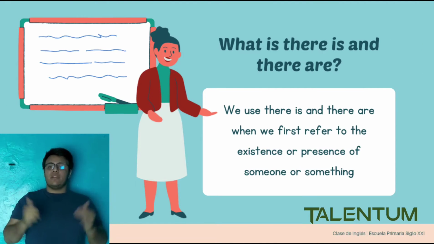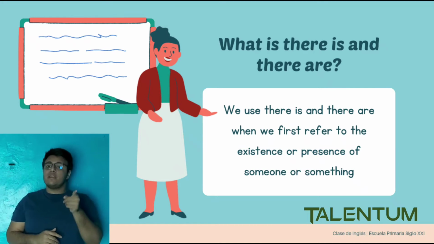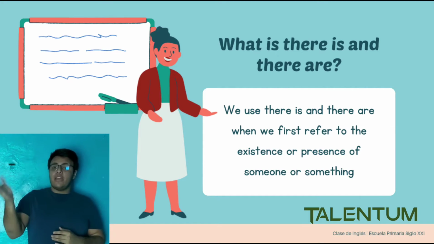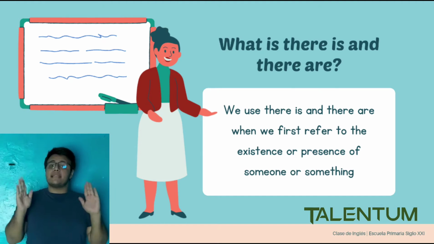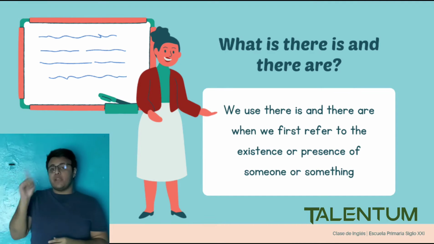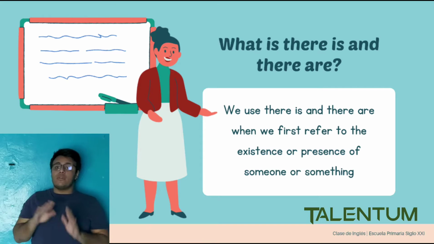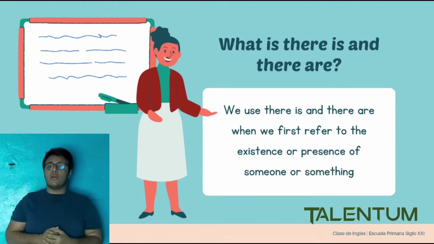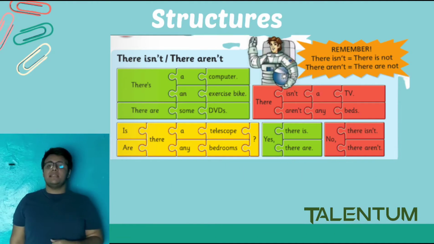Today's lesson is going to be there is and there are. What is there is and there are? They are used to refer to the existence of something or someone. For example, there is a book. There are shoes, to refer exactly where they are or to point out if they are there or if they aren't there. Okay?